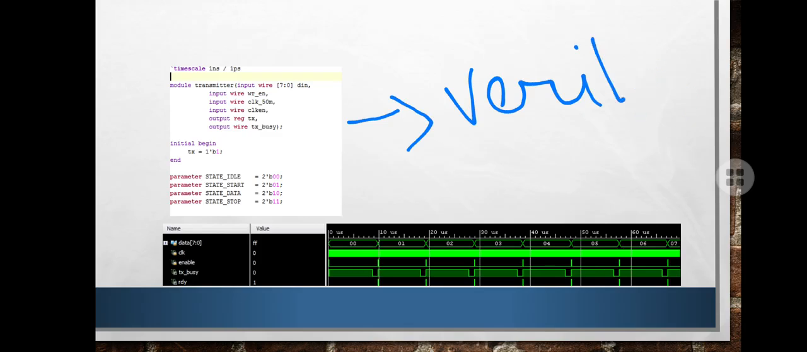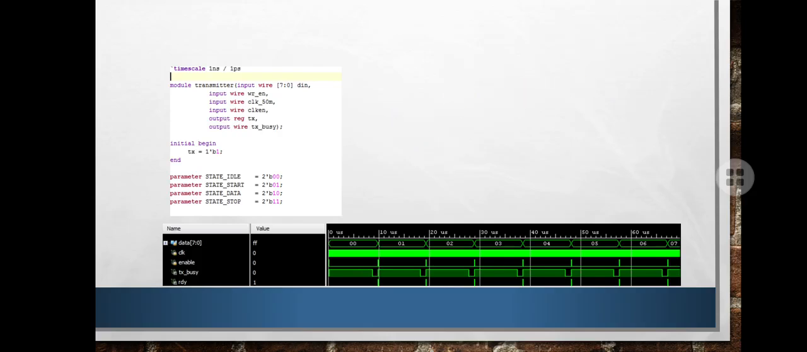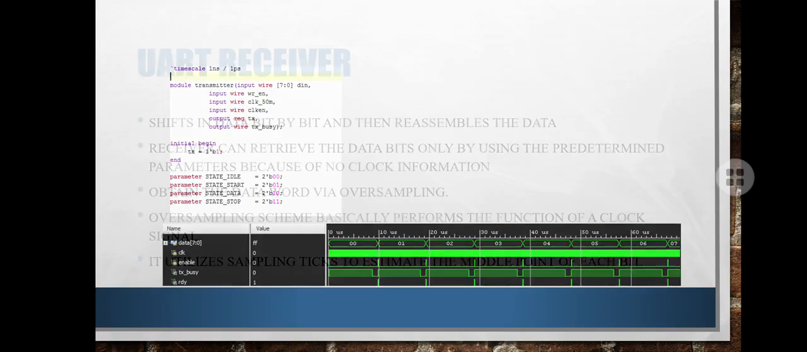So we can see the parameters which I mentioned at the start, that the states we use in UART are basically state idle, state start, state data, and state stop. When the data is 1 1, it will be stop, and in the idle state it will be 0 0. In the start state the data will be 0 1, and in the data state it will be 1 0. So this is the diagram of how the transmission of data happens.